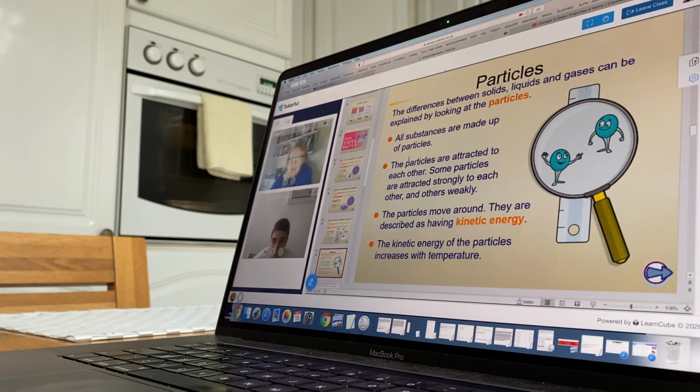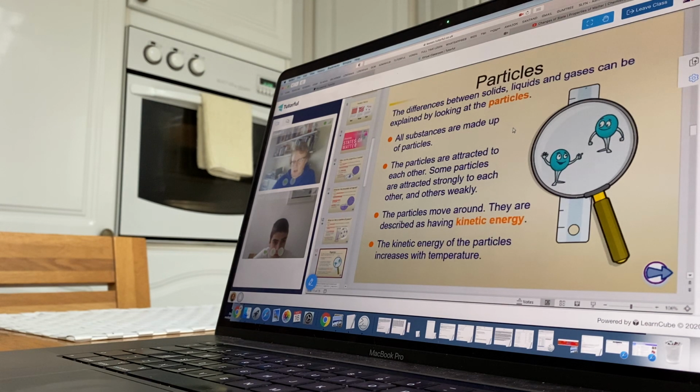Okay. So this is just summarising that. The difference between the solids, the liquids and the gases, we can explain by looking at what the particles that make them up are up to. So all of the substances are made of particles, and the particles are attracted to each other, but some particles are attracted more strongly and some more weakly.